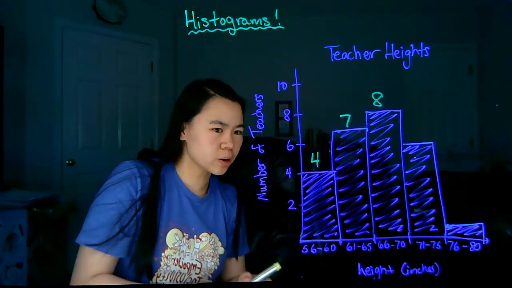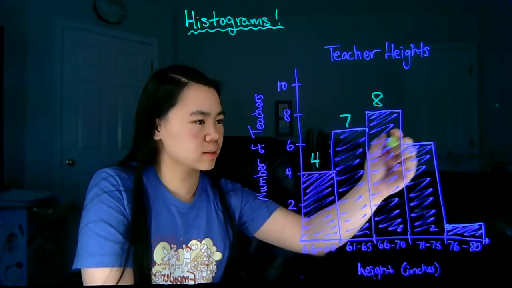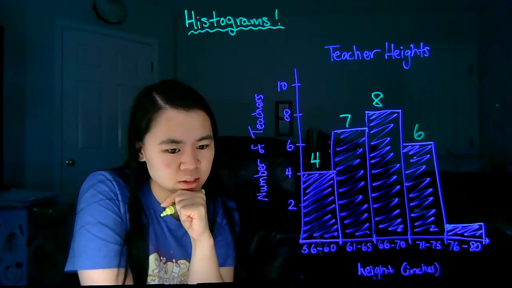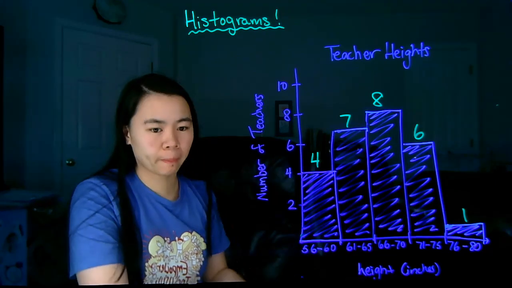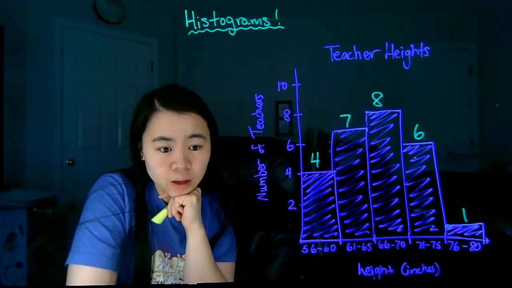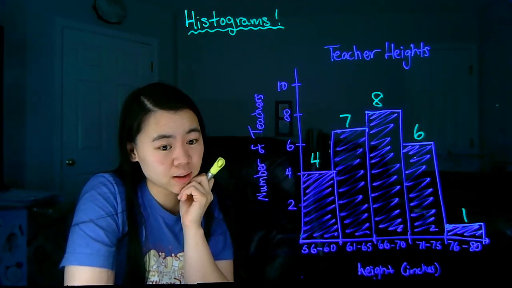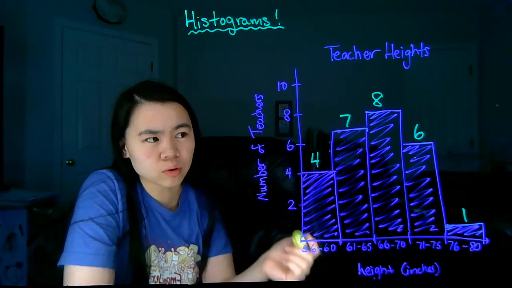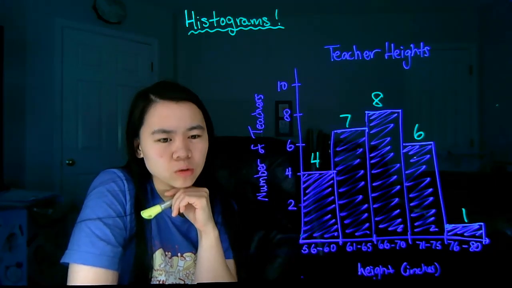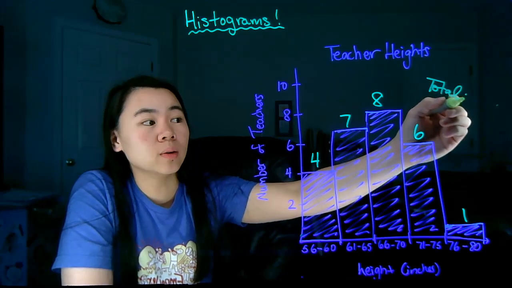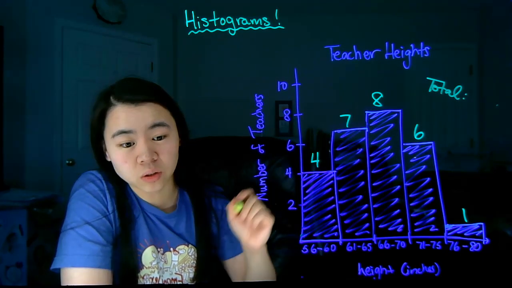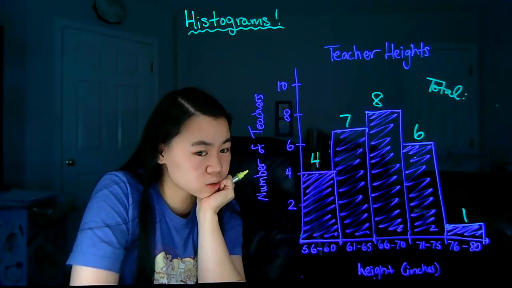Okay, this next bar, that one looks pretty good. That's at a 6. And then this next bar here, not quite 2. We're going to have 1 teacher. All right. Another thing I like to see is how many teachers did I ask in total? We're going to add up all the bars. What is my total? Knowing that total is also very helpful when figuring out our percentages. So what's 4 plus 7 plus 8 plus 6 plus 1?